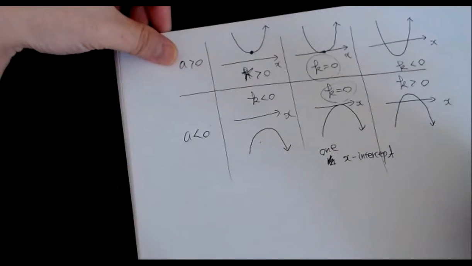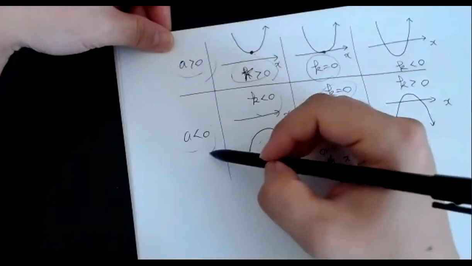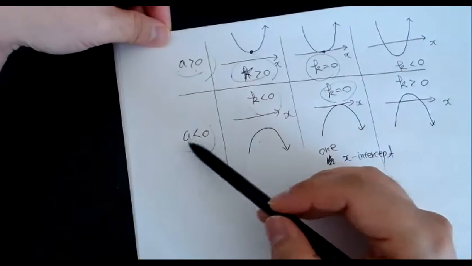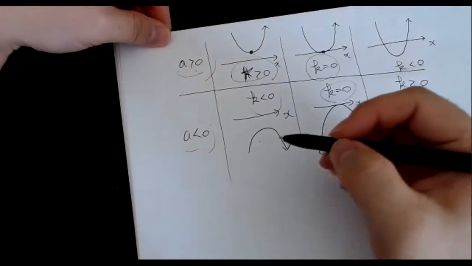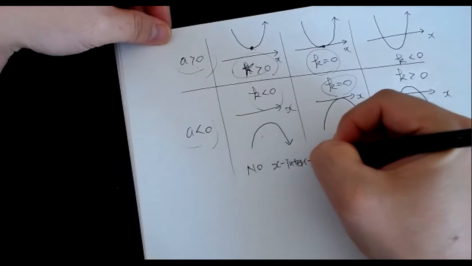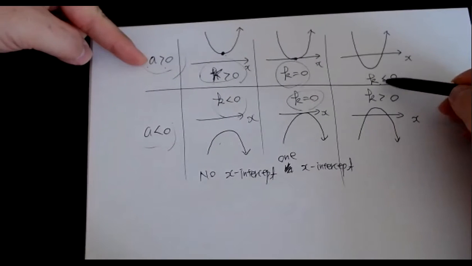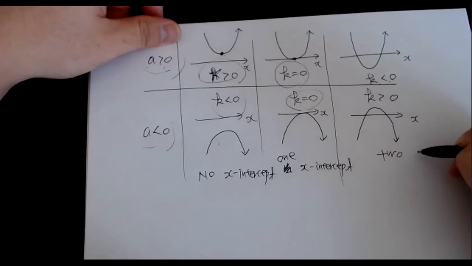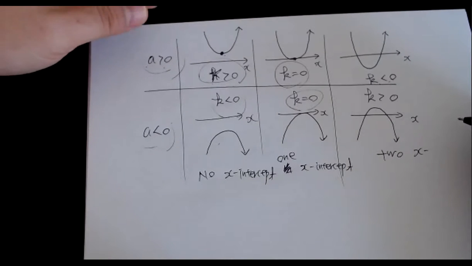Okay. And then k is greater than 0 and a is greater than 0, and k is less than 0, a is less than 0. See that? The sign of a is the same as the sign of k, right? Then what? The parabola has no x-intercept. Okay. And then the sign of a is opposite to the sign of k. You see that? Positive, negative, or negative, positive. And then the parabola is gonna have two x-intercepts. You don't have to memorize it, but please try to understand. Okay.